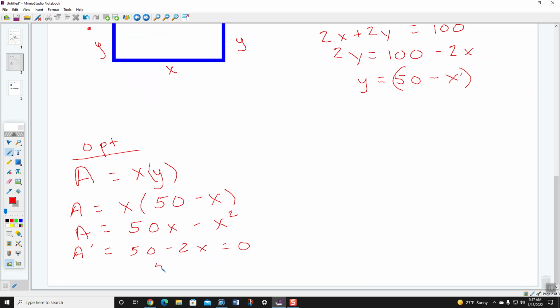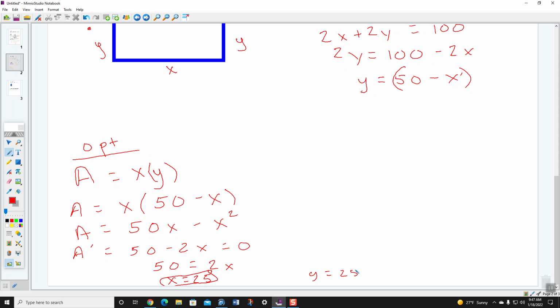Okay, so wouldn't this mean 50 is equal to 2x now? Yeah. So what's that make the x value, friends? x is going to equal 25, right? So guys, we've solved for x. Can we go back up to what we know? What did we say y was equal to up top there? 50 minus x, right? So y would equal 50 minus x, so what would y have to equal?